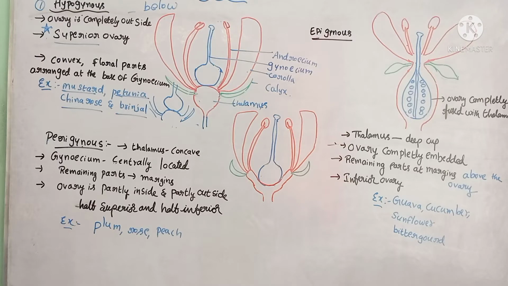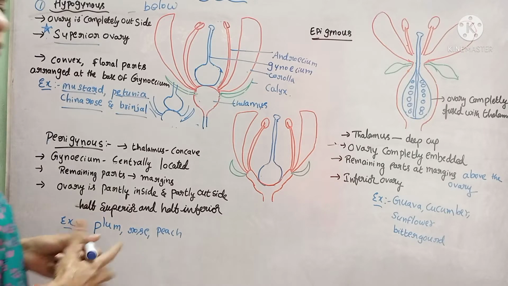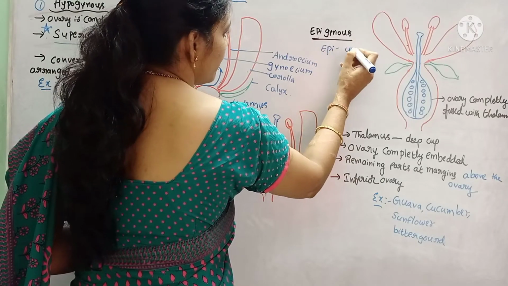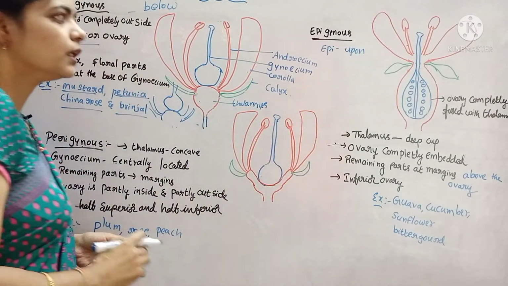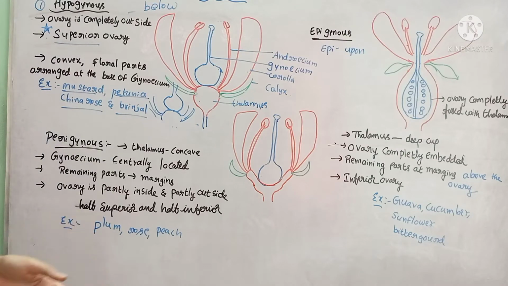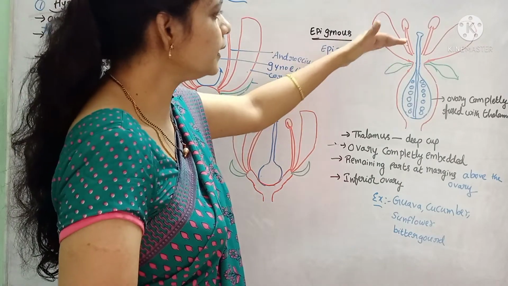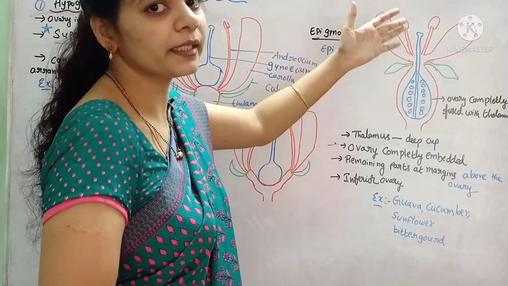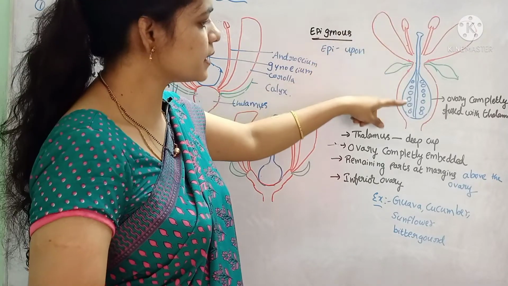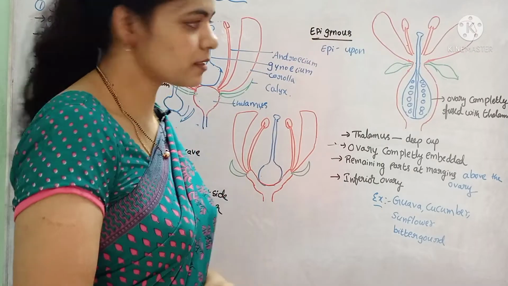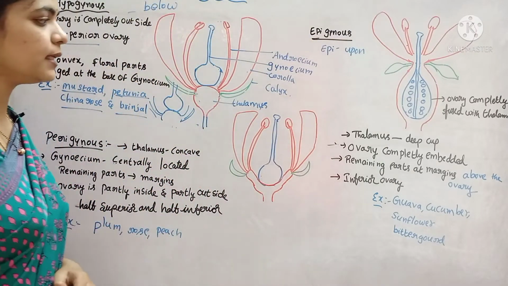And another one is epigynous. What is the meaning of epi? Epi means upon. Epigynous, as the name itself indicates, means the floral parts are arranged on the gynoecium, above the gynoecium. This is the gynoecium. The floral parts are present above the gynoecium. Hence it is called epigynous.